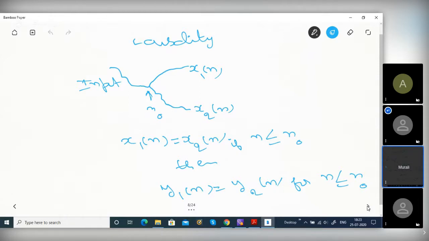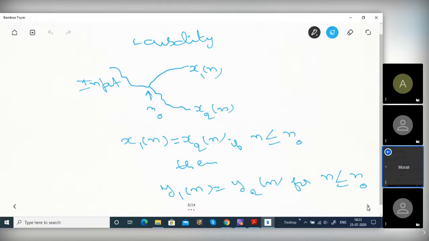For example, in this figure there is an input up to time n equal to n naught where x1 of n equals x2 of n. Both are the same, one single line is coming. Then after n naught there is a branch, and x1 of n and x2 of n are different. If you give either signal to a causal system, then as long as n is less than or equal to n naught, y1 of n will be equal to y2 of n. The system does not know that after n naught they are going to differ. At any time, say n naught minus 10, the output will depend on the input from minus infinity to n naught minus 10.